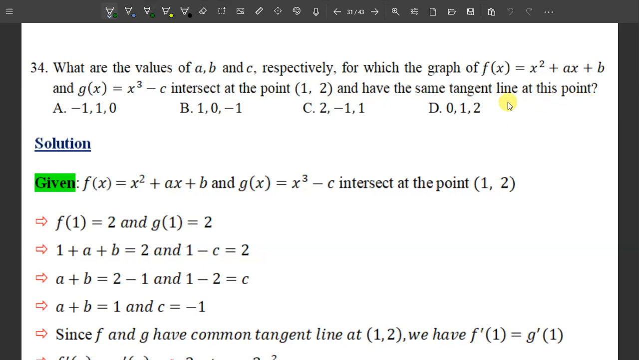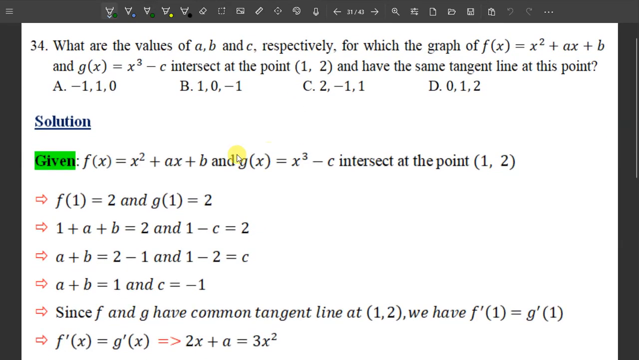Now here, according to this question, the graph of f of x and the graph of g of x intersect at this point. And also, both graphs have a common tangent line, the same tangent line at this point. This point (1, 2) is the intersection point of the graph of f of x and g of x, and it can also be considered the point of tangency, since the common tangent line for both functions touches both functions at this point of intersection.